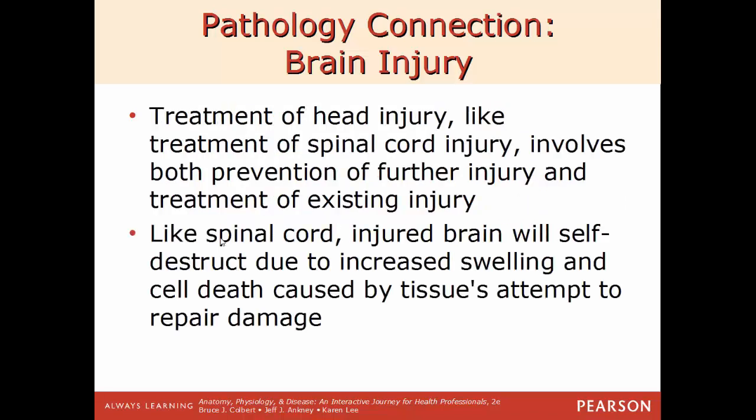The treatment of head injury, just like the treatment of a spinal cord injury, will involve both prevention of further injury and the treatment of any existing injury. Just like the spinal cord, an injured brain will self-destruct due to an increased swelling and cell death caused by the tissue's attempt to repair the damage. So not only are you dealing with the injury by itself, you're dealing with the body's response to that injury.